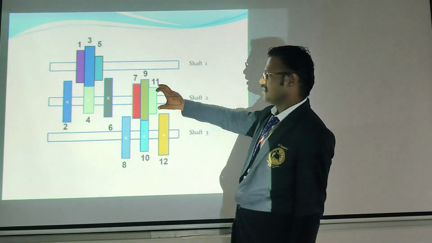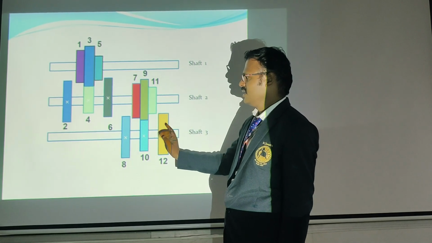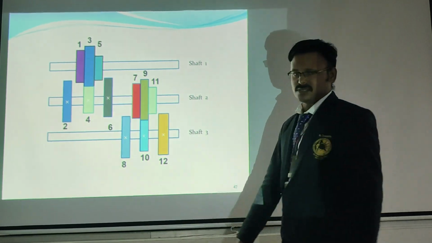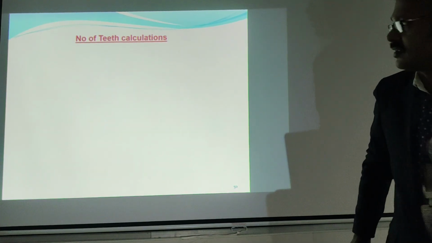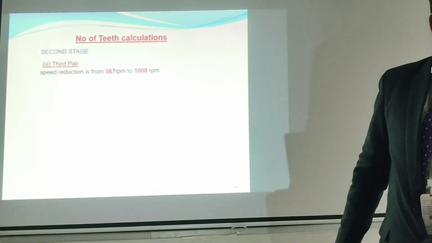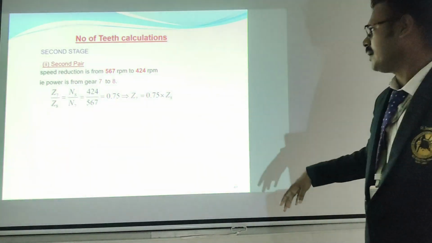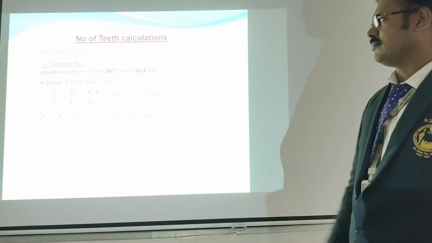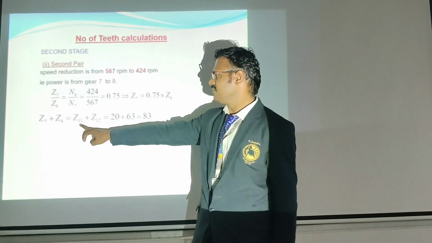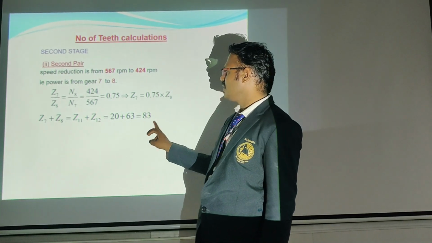Already we know that Z11 equal to 20, Z12 already we have found. Z7, Z8 we know the equation. Now we are substituting in that value. So in second pair, Z7 plus Z8 equal to Z11 plus Z12. Already we know that Z11 equal to 20, Z12 already we have found. So Z7 plus Z8 equal to 83.